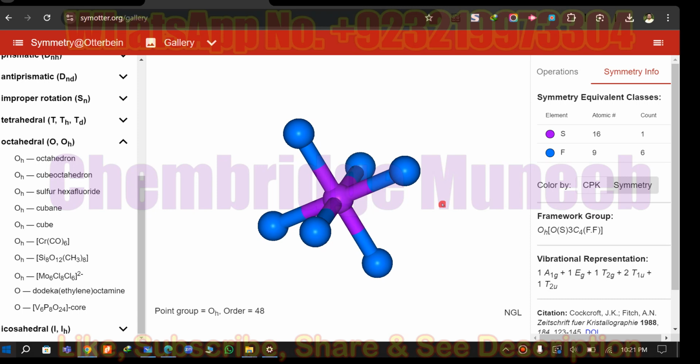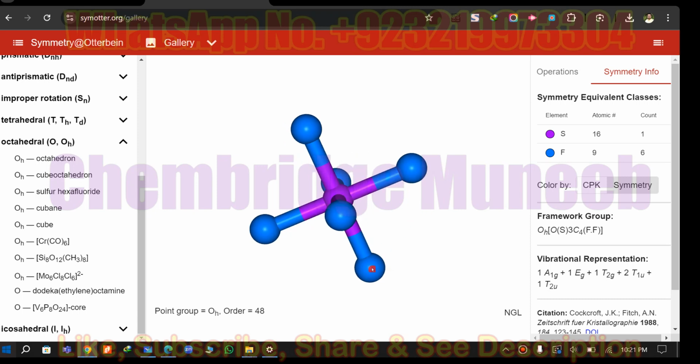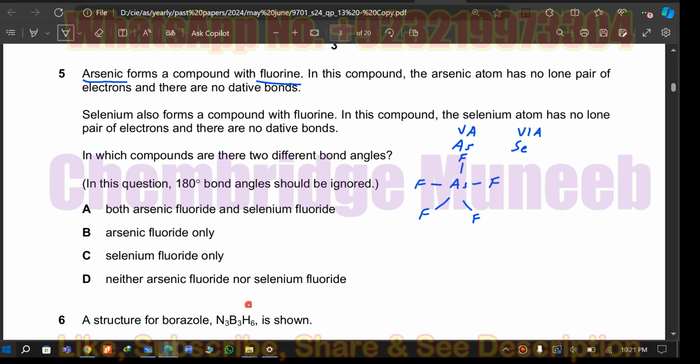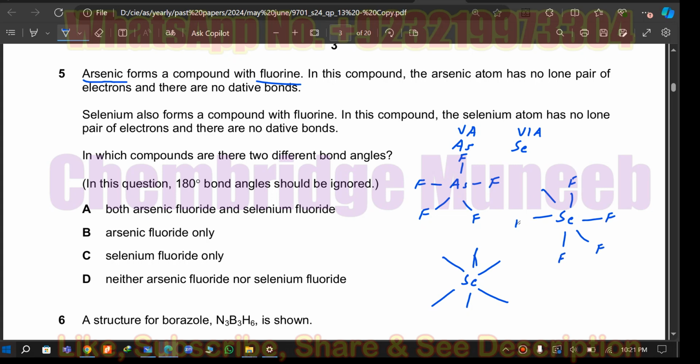Now here is the structure of selenium bonded with 6 fluorine atoms. How is it so? Selenium is present in group number 6, so it means selenium will be bonded with 6 fluorine atoms. You can either draw a structure like this, which is called octahedral, or you can also draw a structure like this. So in total there are 6 fluorine atoms bonded with a central selenium atom.